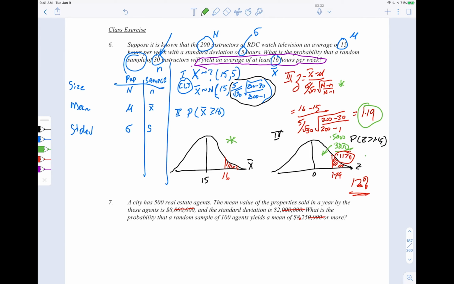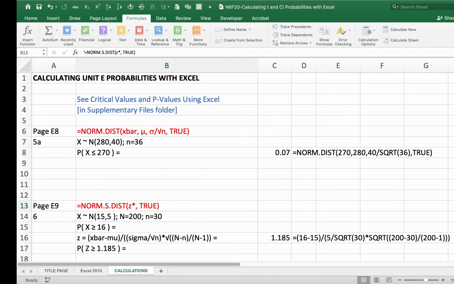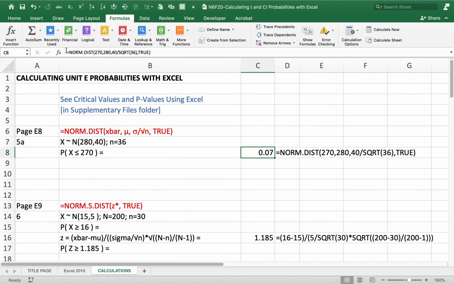But I want to talk about how we do that with Excel. One thing to note about Excel is I could do this right in a norm.dist function. The problem is that it starts to get a little messy if you look at this last part, which is the standard deviation divided by the square root of n, and then you'd have to tack on the FPC factor, the square root of big N minus little n over big N minus 1. And so what I did is to do this in 2 steps.